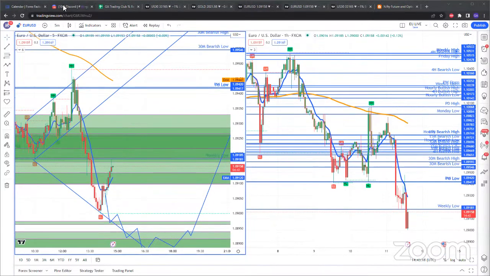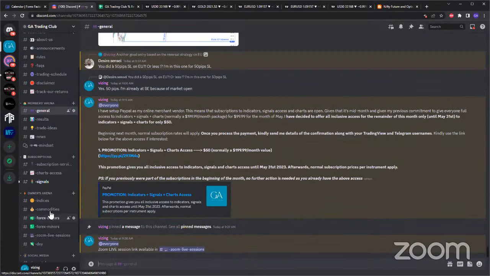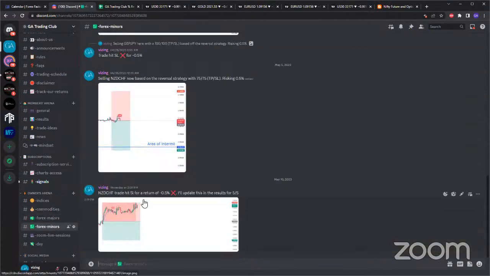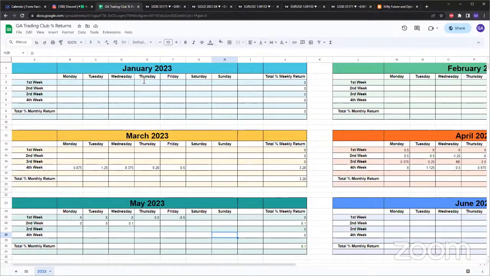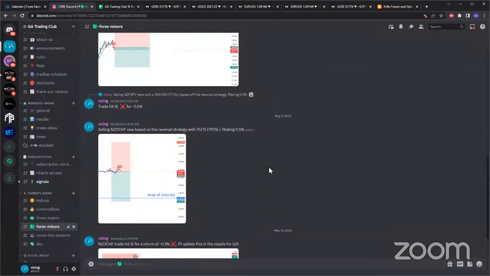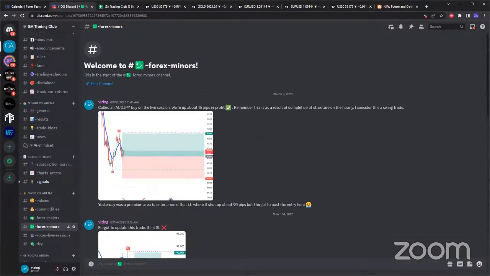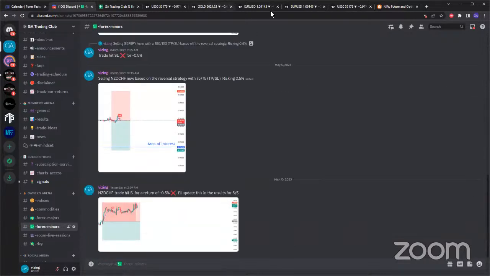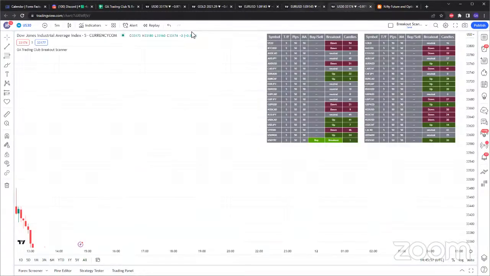Oh, also, the NZD-CHF trade that I sent on Friday did hit stop loss. So we took it on Friday, and I did update that as a loss of minus 0.5. So currently this month we're only up 0.1%. I did tell you guys the summer is just slow days in the markets. Unfortunately, all these forex minor trades have just hit stop loss, but it is what it is.